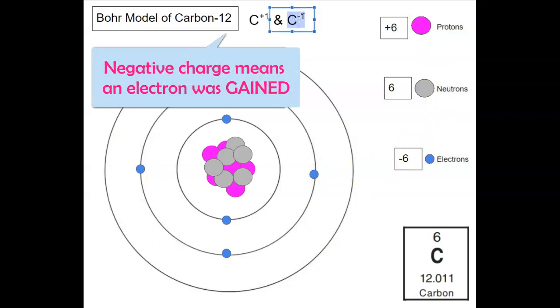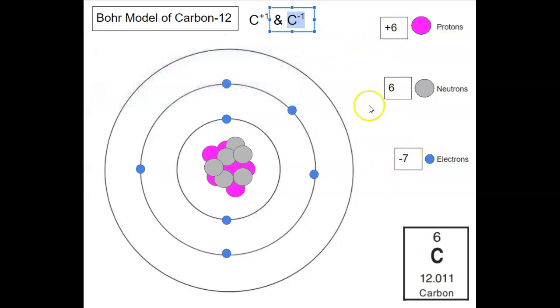So now what if I want to create a carbon with a negative 1 charge? Well, that means that I'm going to need to have 1 more electron. And so instead of just 6 electrons, we're going to have 7. So I'm going to add 1 more electron on the outer shell. So now this would be a carbon negative 1 ion because it has 1 more electron than it does protons, giving it an overall negative 1 charge.